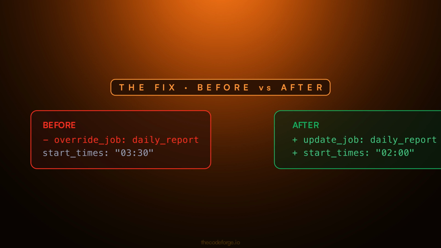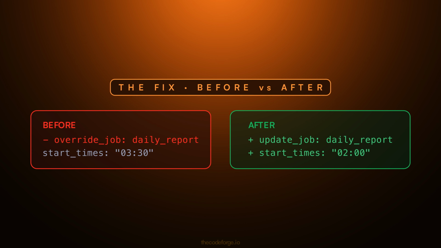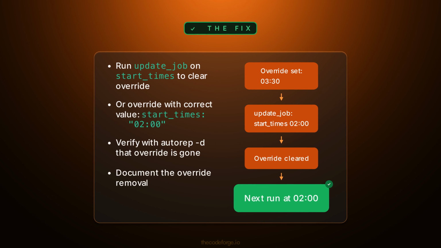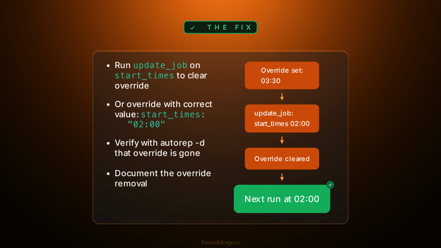An engineer set a one-time override for a holiday run and forgot to remove it. The override persisted, silently overriding the permanent start times even after an update job. To fix it, run update job on the same attribute with the correct permanent value. This clears the override. Then verify with autorep D that no override remains.